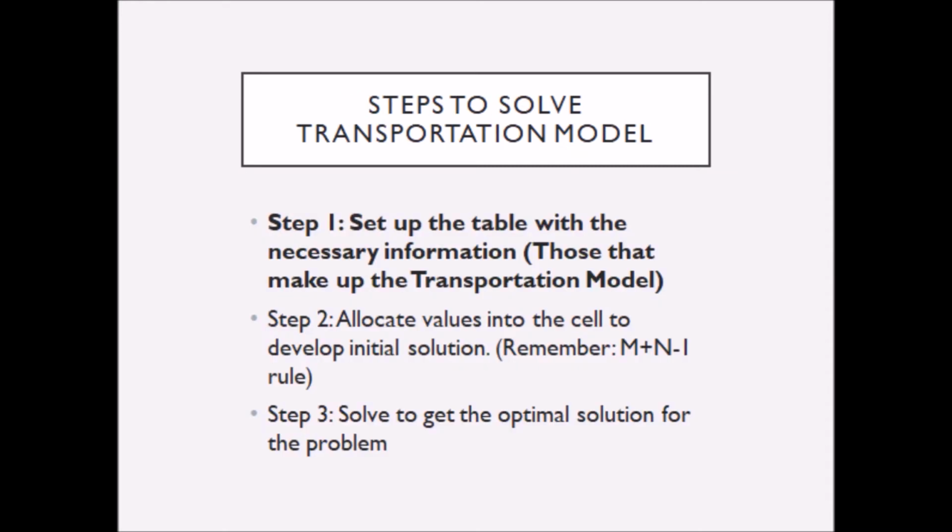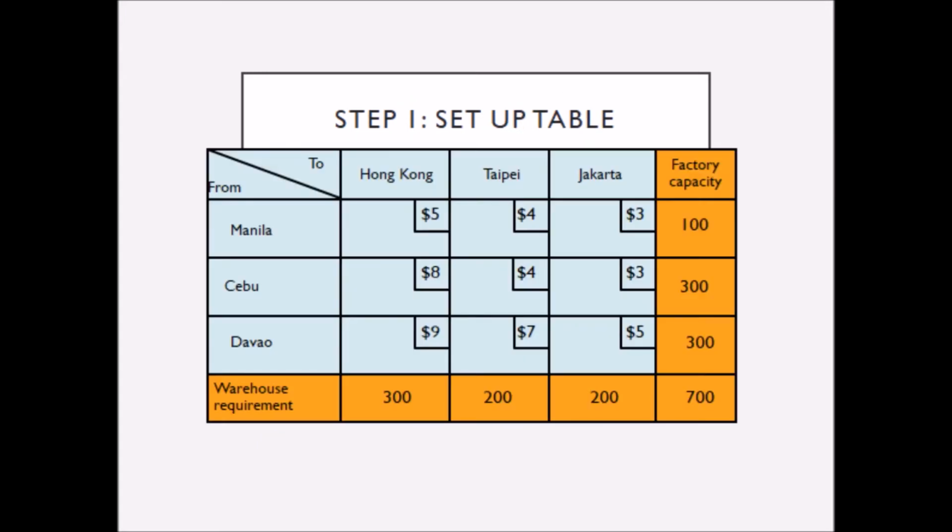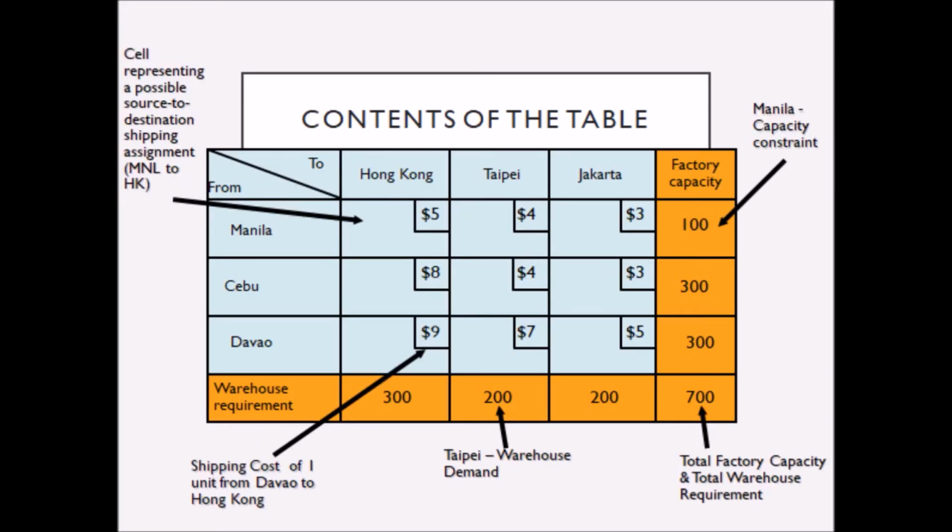So now, let's review. The first step is to set up the table with the necessary information. Basically, we have to put those that make up the transportation model into the table. And here is how it looks like. As you can see, the left side, the one below from, shows all the supply or origin points, which are Manila, Cebu, and Davao, with a factory capacity of 100 for Manila, while both Cebu and Davao have 300 worth of capacity for their factories respectively.